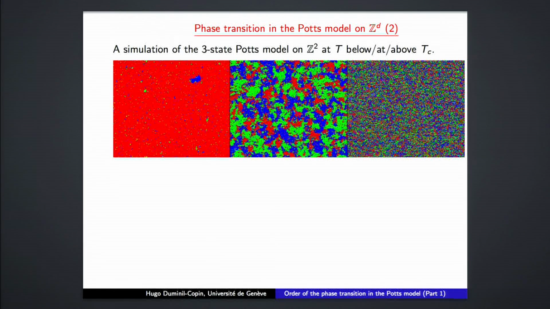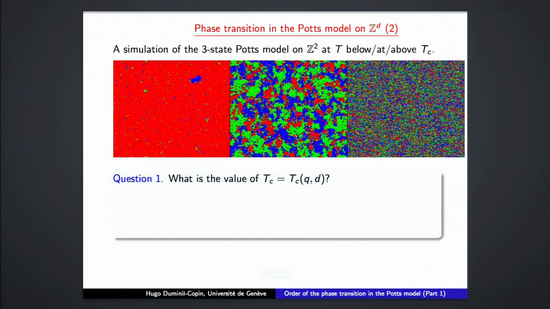And at the critical temperature, there is something much nicer happening. It seems that there is some fractal structure occurring there. There is a very rich behavior. The geometry of the blue, yellow, green, and red clusters is non-trivial. So that's exactly what I want to study. I would like to understand what is going on here.